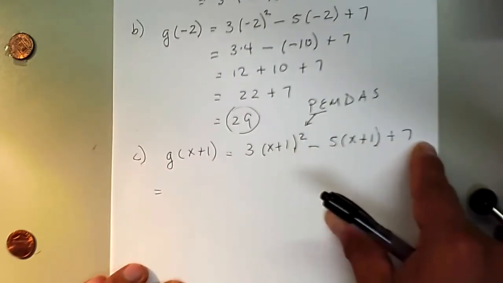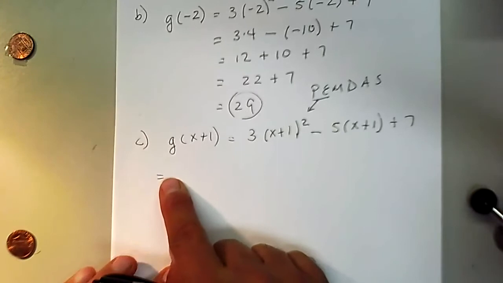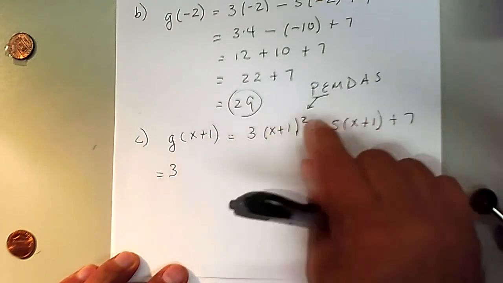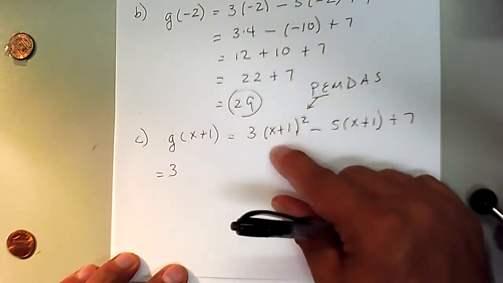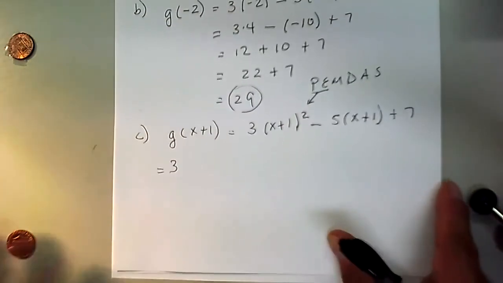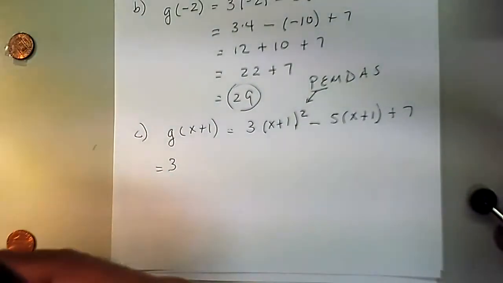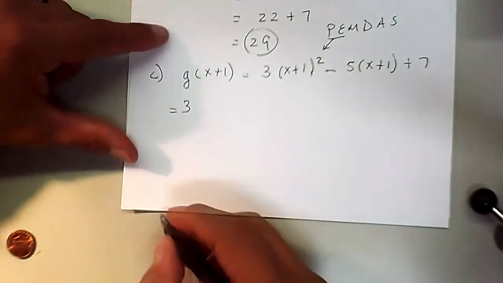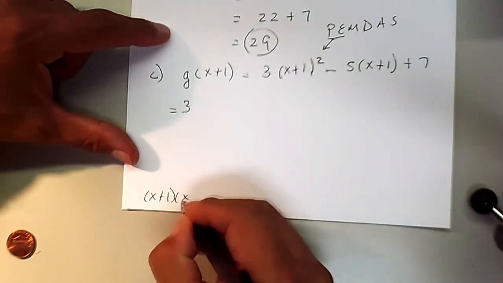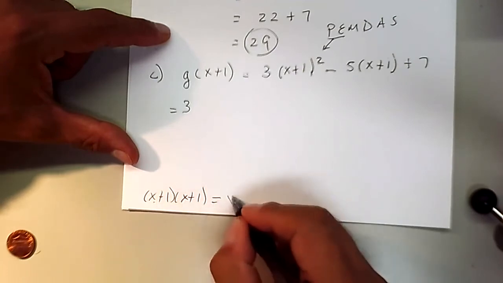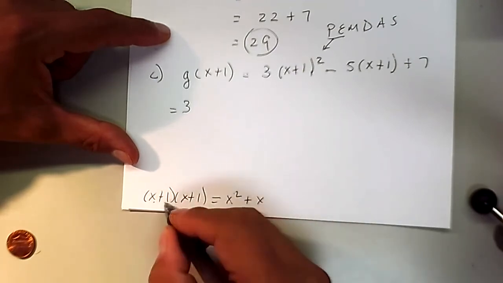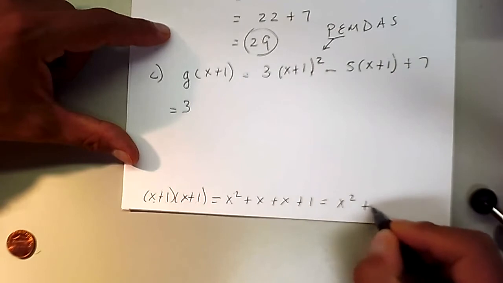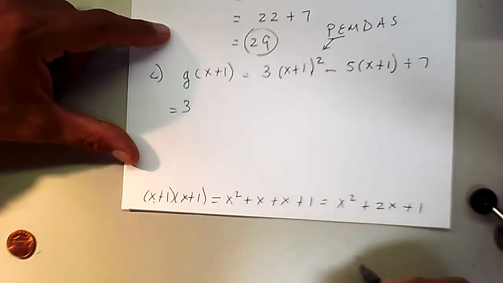I'm running out of space on this page, so I'm continuing the equation down here. So that is equal to 3 times, we're going to take care of the parenthesis and the exponent. So we're going to square that. I'm going to do that here on the side. Maybe I have room here. We're going to do x plus 1 times x plus 1. Of course, that is x squared. X times 1, x, 1 times x, x, 1 times 1, 1. So we end up with x squared plus x, 2x plus 1.